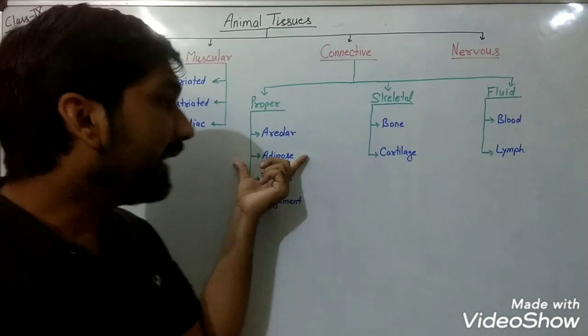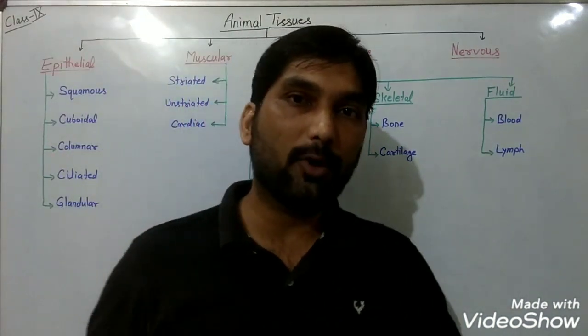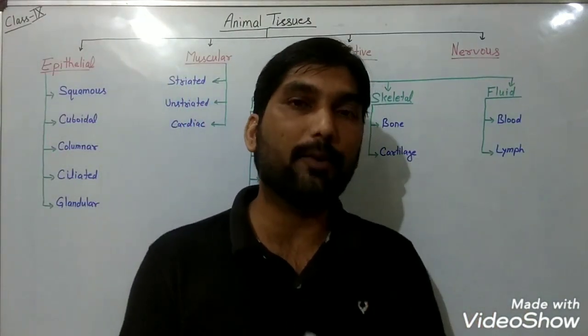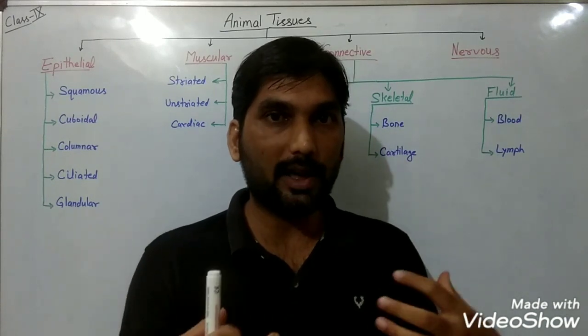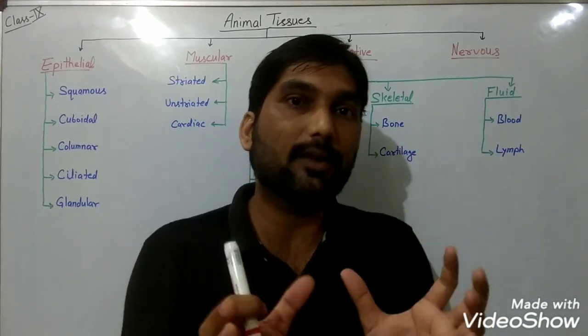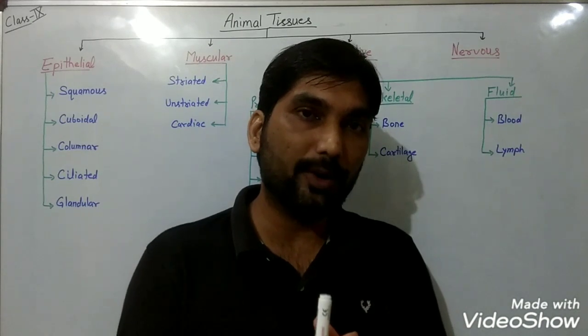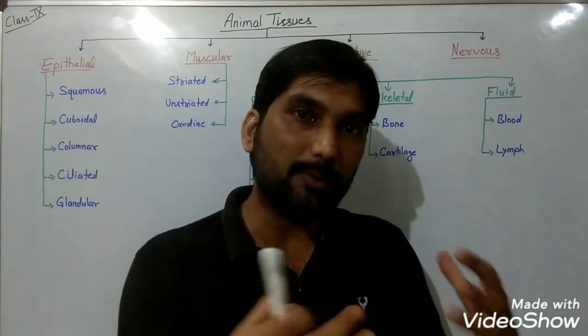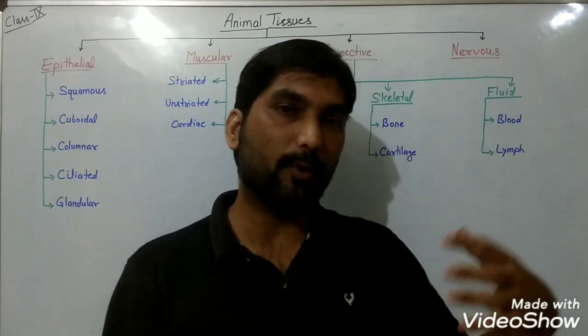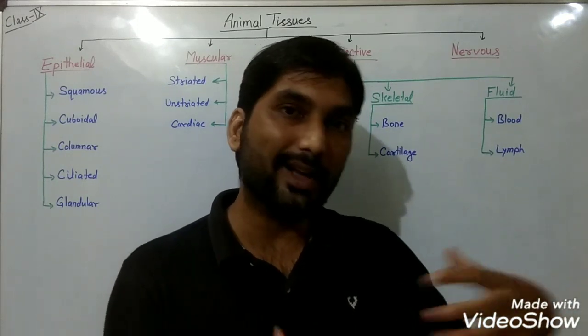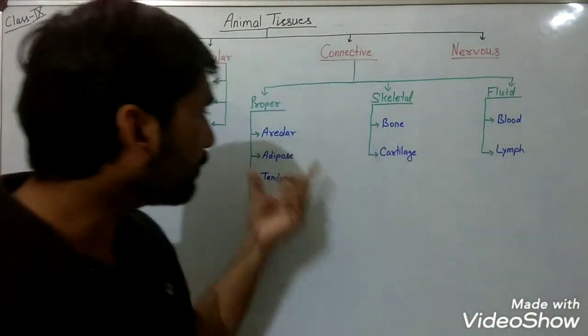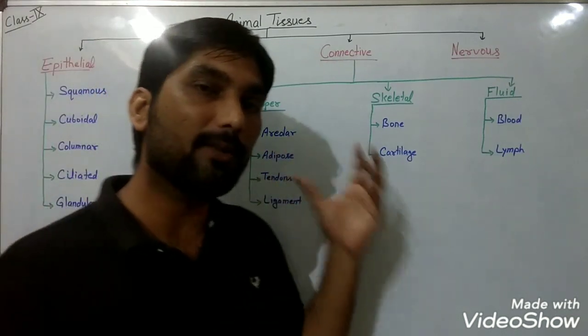When we talk about the adipose tissues, what are they? They are going to store fat in our body, and since we store fat, they provide cushion, and they work as shock absorbers, which means they provide us protection from external injuries. Since they store fat in their cells, they are known as what?